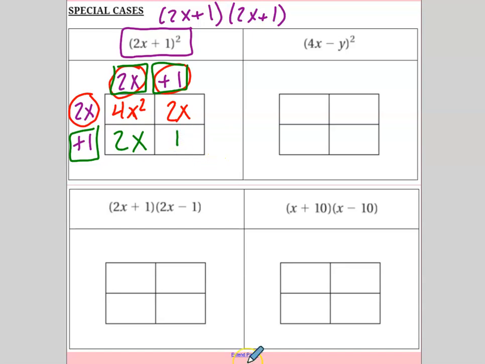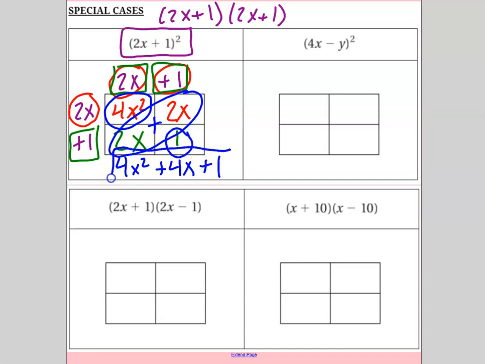Remember, we can't leave it in the box. We have to add our like terms. We've got 4x squared, 2x, and 2x are like terms. So we add those together and we get plus 4x. And then we add that 1 at the end. This problem I'd like you to try on your own and bring it to class completed.